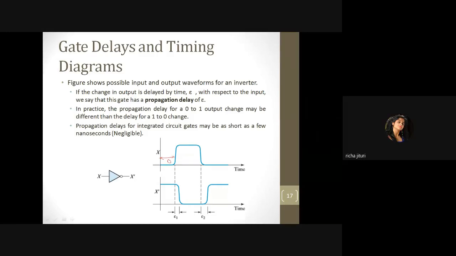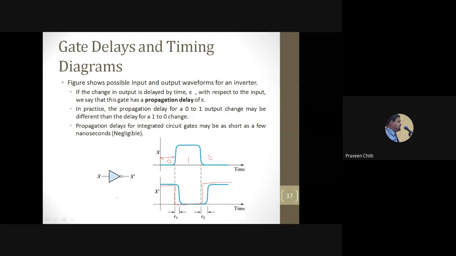What is the value of the input? 0. This is 1. This is 0. So if you have the ideal gate with 0 propagation delay, what output are we expected to get? Whenever input is 0, output should be 1. And whenever input is 1, output should be 0. And whenever again the input is 0, output should be 1. The red waveform which I have drawn is the expected waveform.